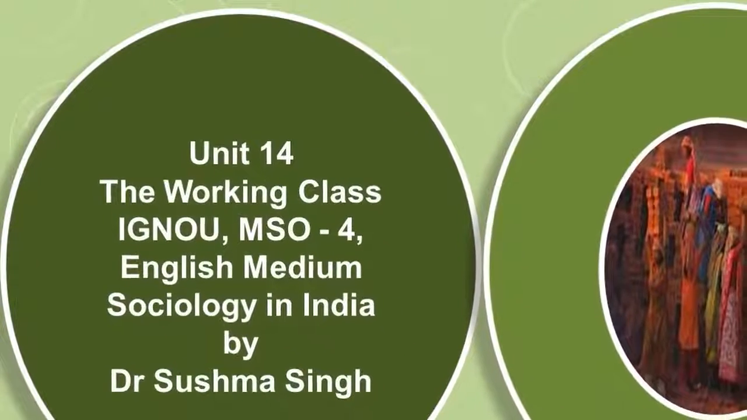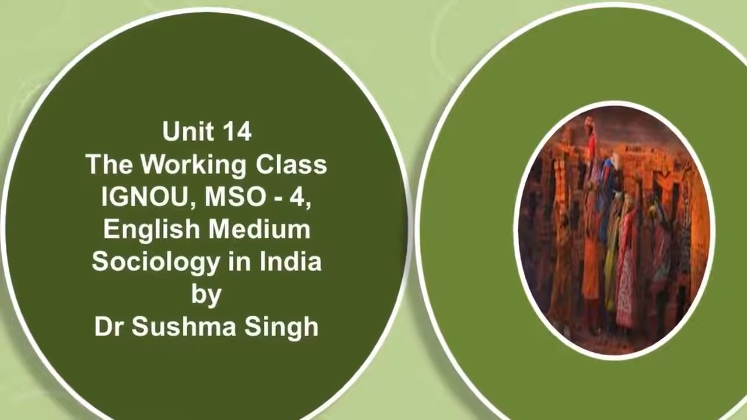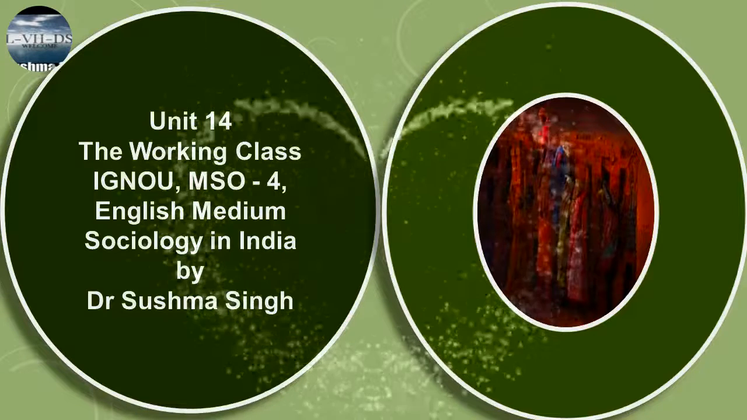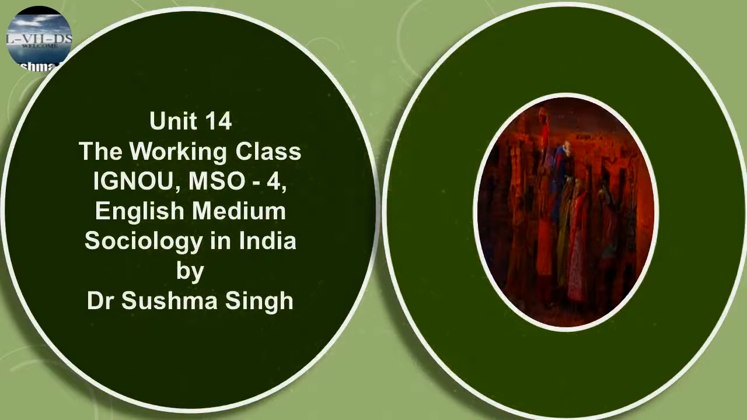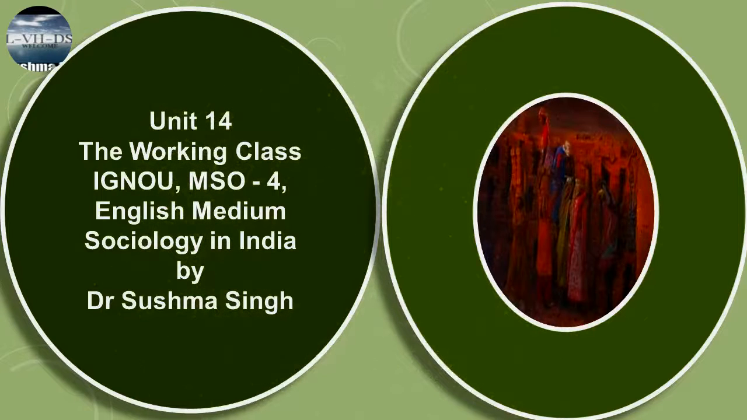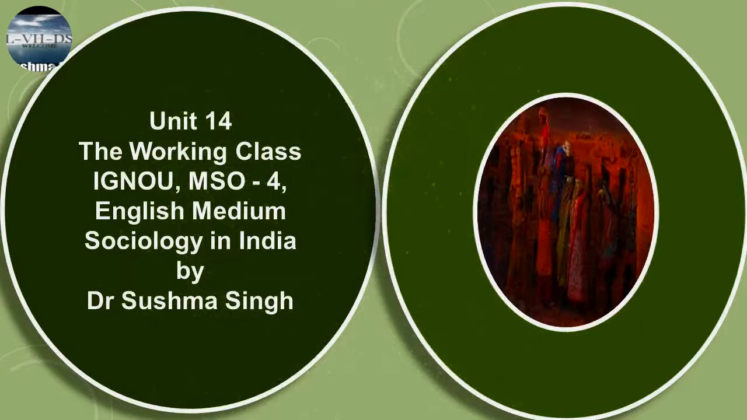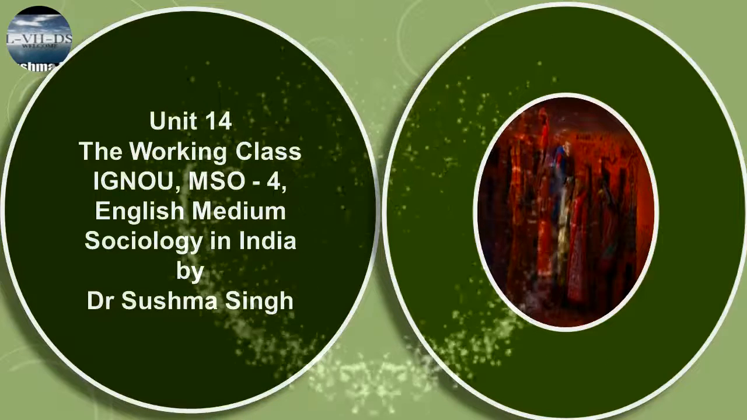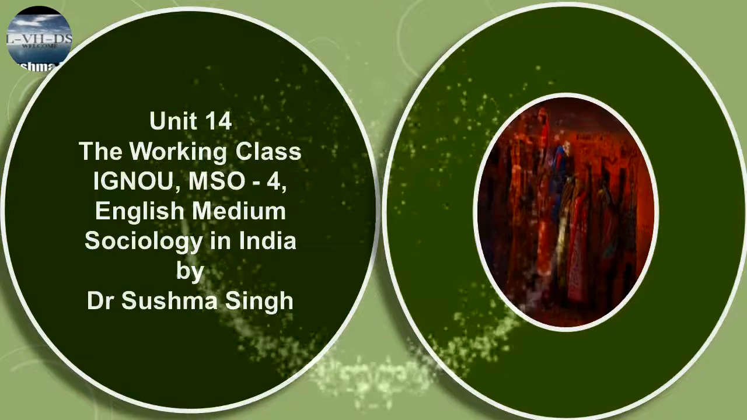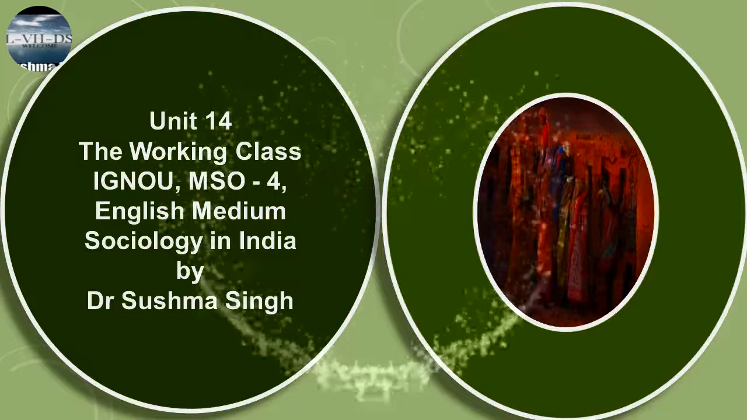Today we start Unit 14, the working class. Some level of inequalities has existed in all societies since time immemorial. All societies have been stratified in the sense that all valued resources such as wealth, income and power have been unequally distributed. But inequalities were neither similar in all societies nor in all epochs.